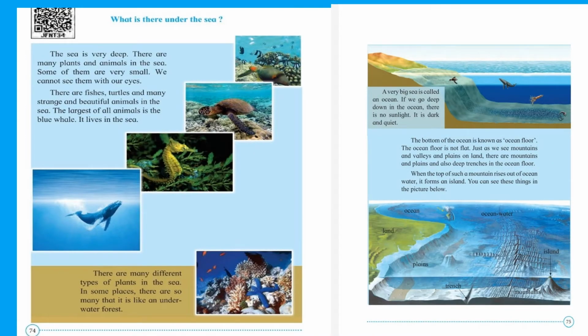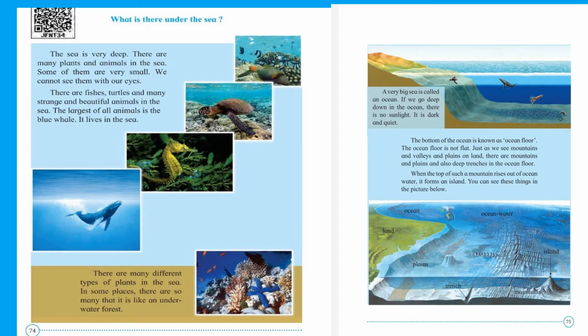What is there under the sea? The sea is very deep. There are many plants and animals in the sea. Some of them are very small. We cannot see them with our eyes. There are fishes, turtles, and many strange and beautiful animals in the sea. The largest of all animals is the blue whale. It lives in the sea.